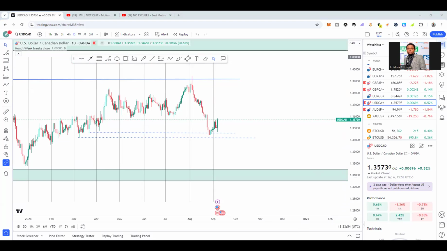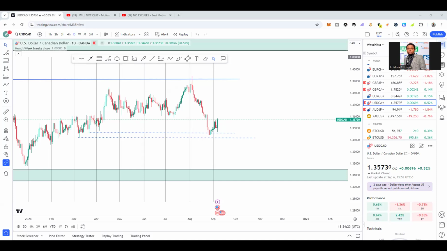I posted USD CAD that I should buy, but I didn't take that trade because I'm already in about 6 pairs. I'm already inside Euro USD, Pound USD. And another thing I avoid is having too many trades running. It can be very confusing. I don't like being in too many trades.